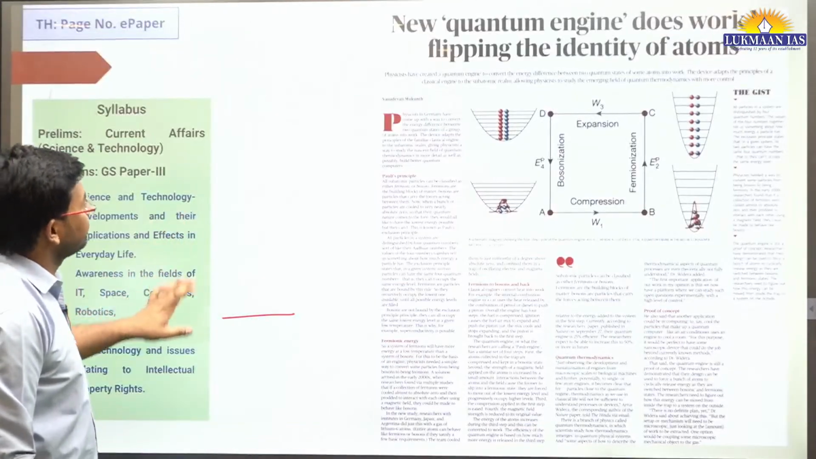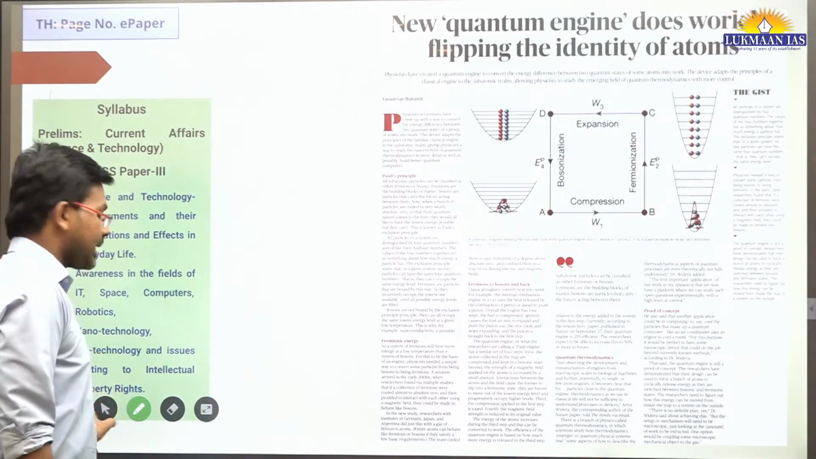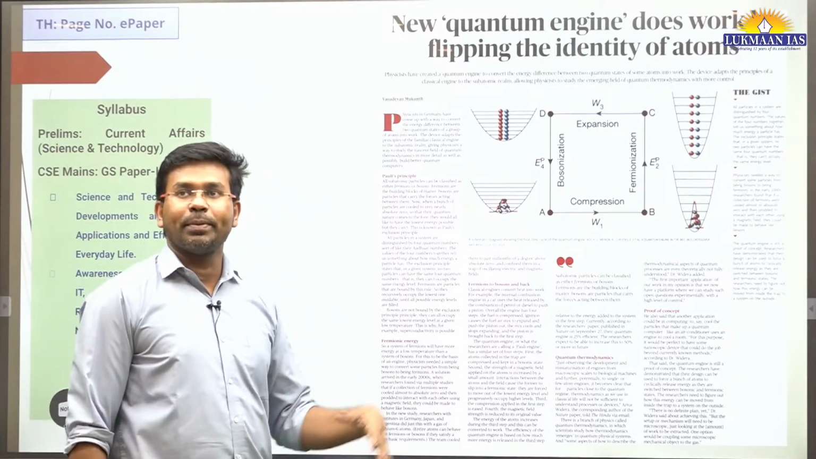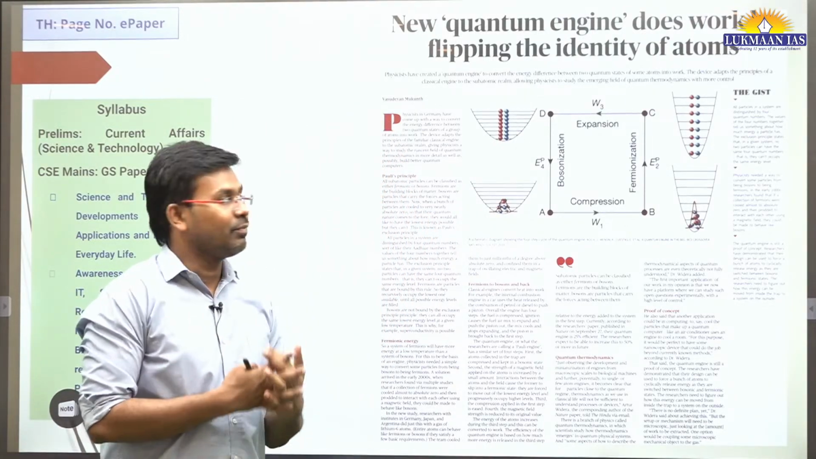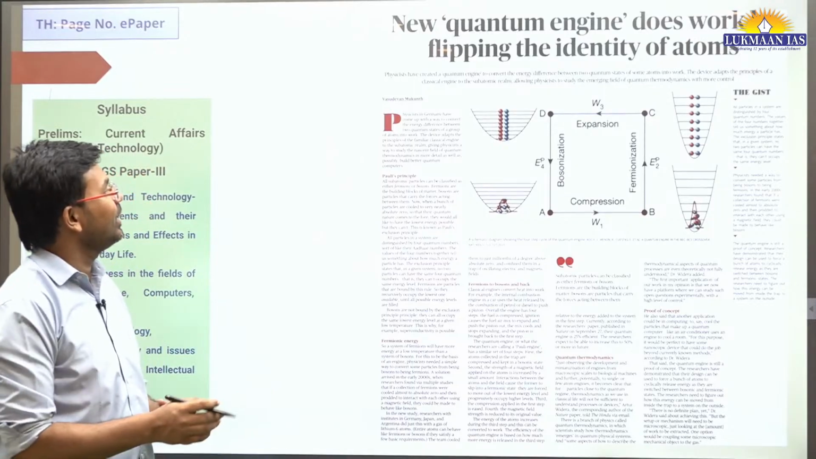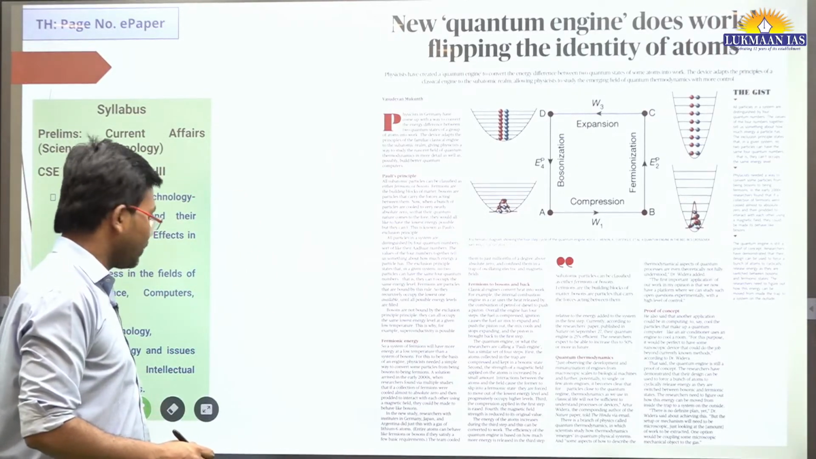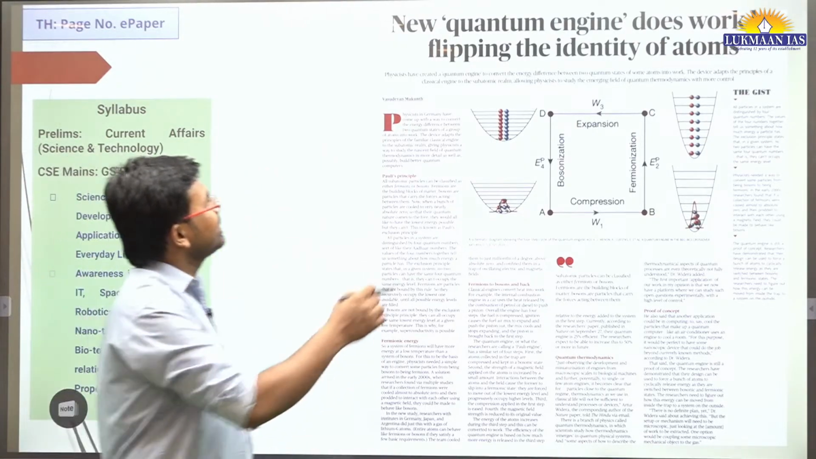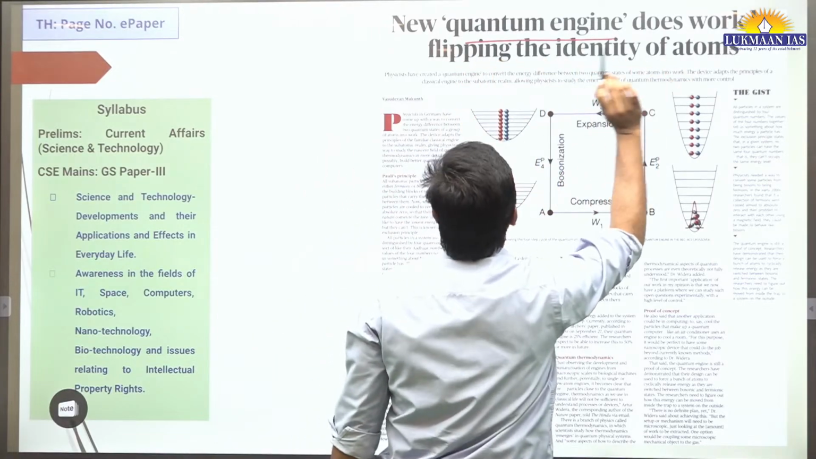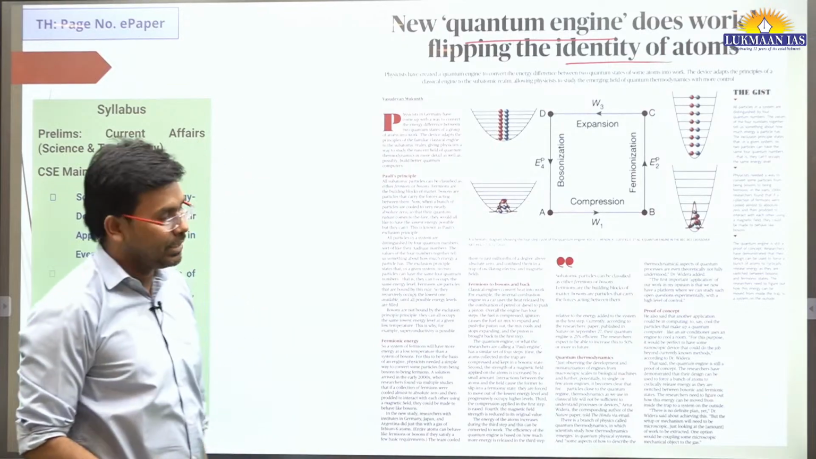We have another topic, and this topic is from Science and Technology. This topic was there in the e-version of the newspaper. It was a very difficult topic, maybe. Basically, in this topic they have talked about a new quantum engine. I may be teaching this in detail in the Science and Technology class. It says the new quantum engine does work by flipping the identity of atoms. Flipping the identity of atoms.